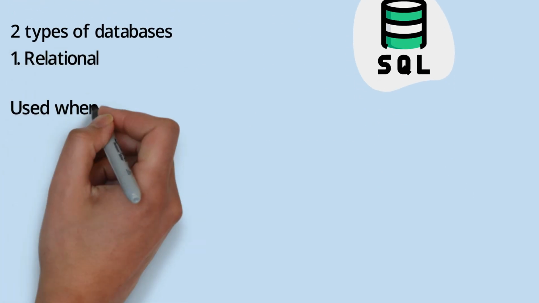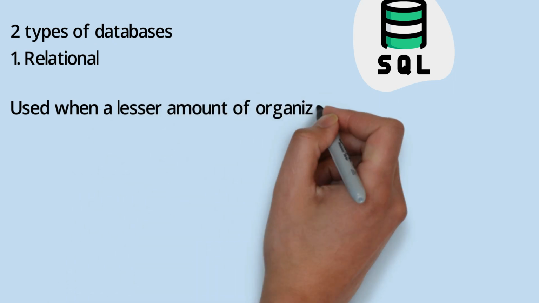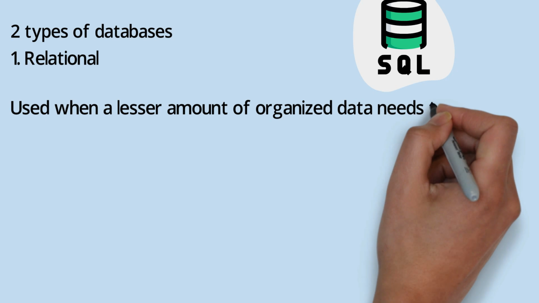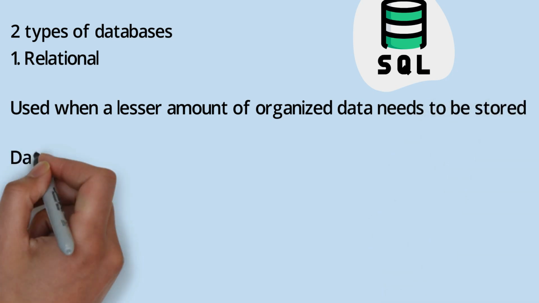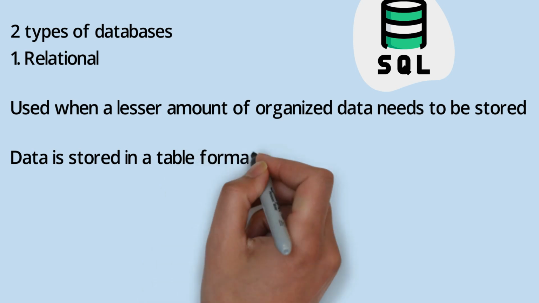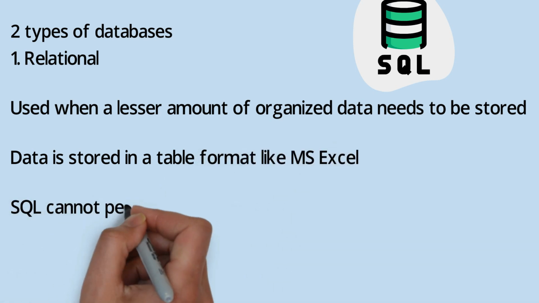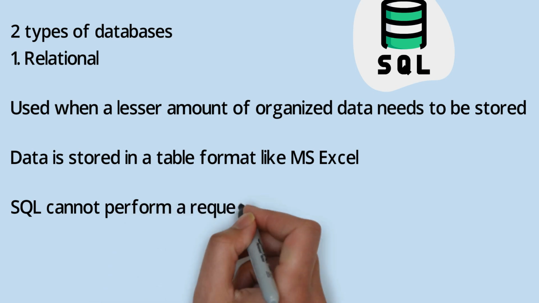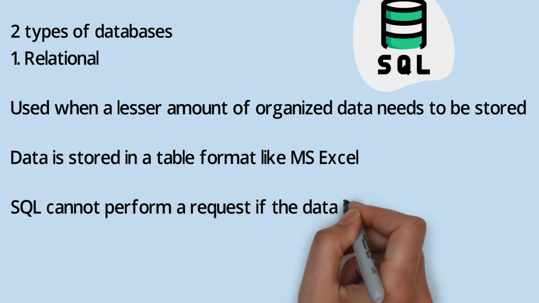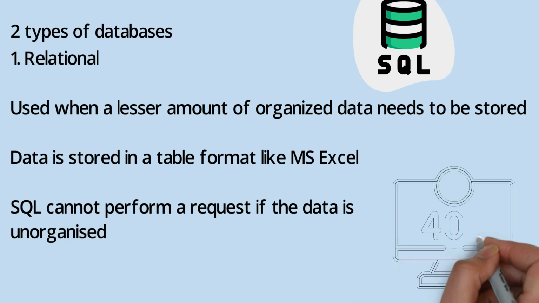Relational databases are used when a lesser amount of organized data needs to be stored. The data is stored in a table format like MS Excel, which makes analyzing and manipulating the data easier and faster. SQL fails to perform a request if the data is unorganized. For example, if the SQL table has a name column and you do not add the value of the name column in a row, an error will occur.